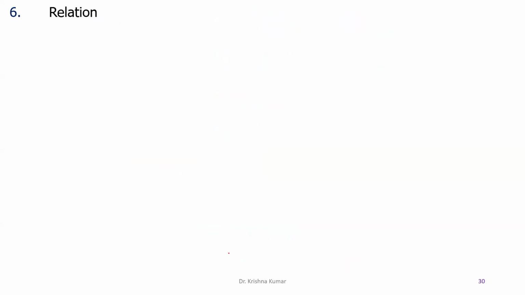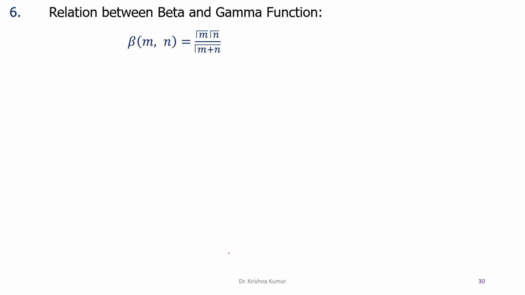Let us see property number 6, the relation between beta and gamma function. So beta of m,n is equal to gamma m, gamma n divided by gamma of m plus n. This is a very important formula, and this is the relation in which we are able to find the relation between the beta and gamma function.